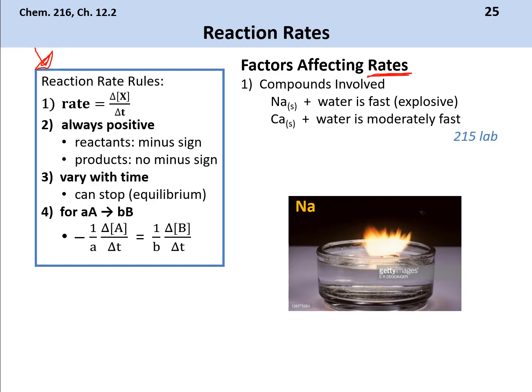rates are affected by what compounds are involved. You can have the same type of reaction, but if it's a different compound, it'll have a different rate. It'll have a different speed. For instance, in 215 lab, if you remember, we did sodium and calcium. We put them in water, and the sodium was explosive, whereas the calcium was only moderately fast. And then we did some things like aluminum, and we barely saw a reaction, right? There was a reaction, but barely, right? So the compounds involved changes that.